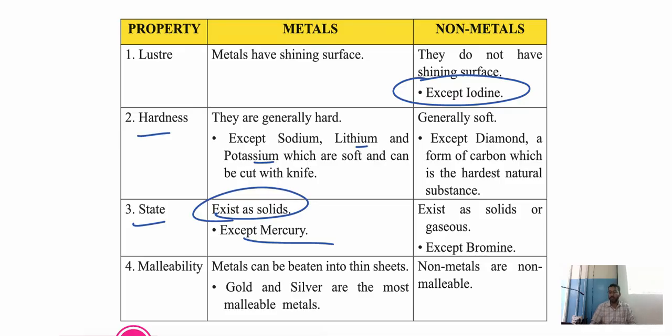Now come back to non-metals. Usually non-metals exist in solid as well as in gaseous state. In both the states they are available. But except bromine. Except bromine.